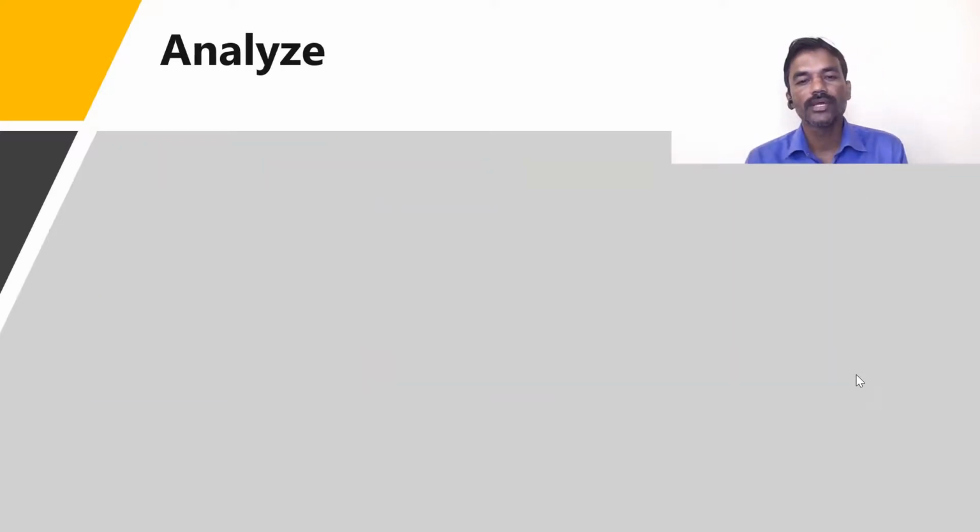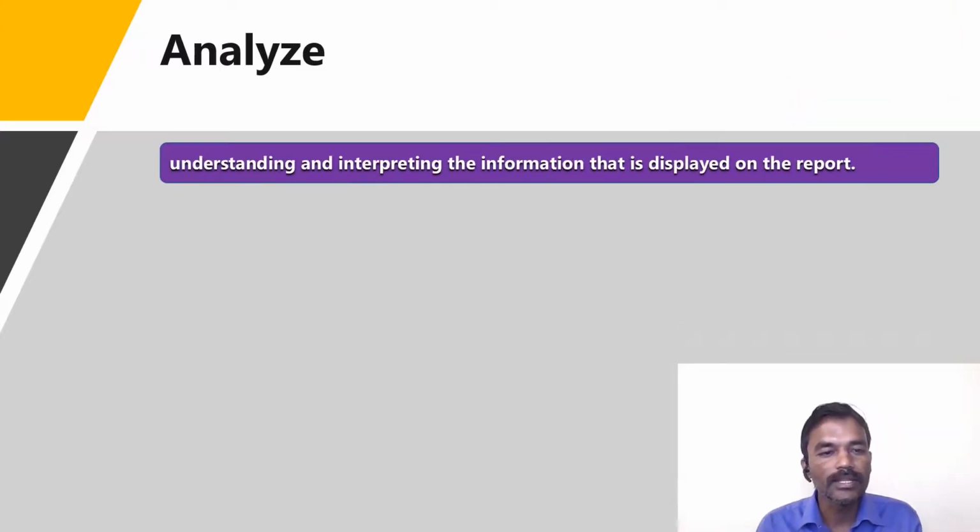Now once we have visualizations available, that means the first step is prepare data, the second step is modeling the data, the third step is visualizing. Now when we have visualizations or dashboards created, one should be able to analyze them. So in analysis, we should be able to understand and interpret the information that is displayed on the report. It should not be just a complicated visualization that we are not able to interpret properly. So this should not happen. It should be easily understandable and interpretable, so that it will help the business.